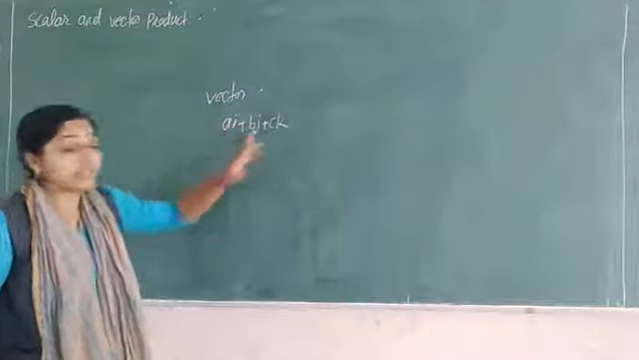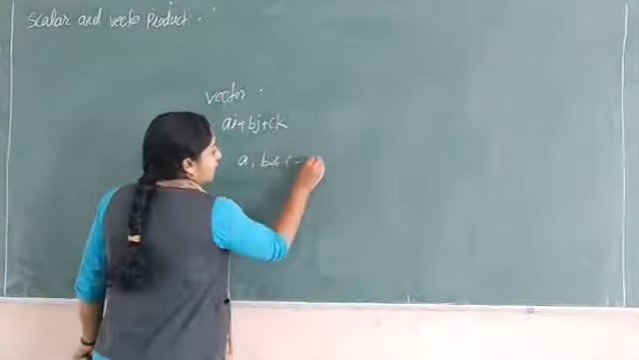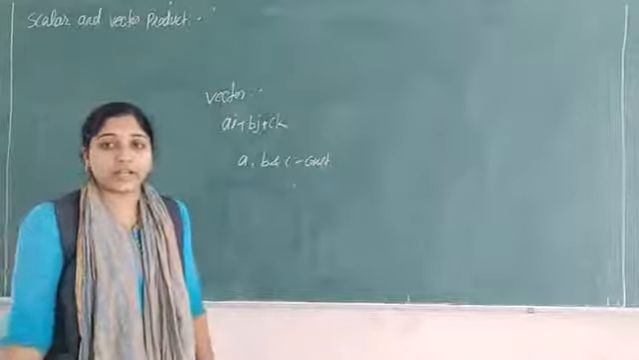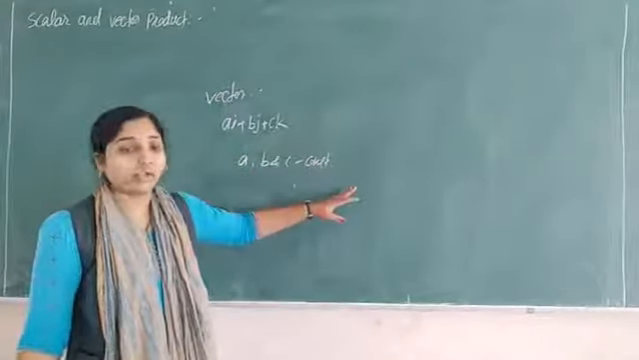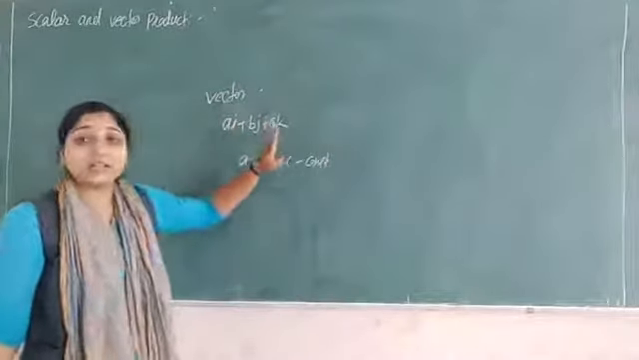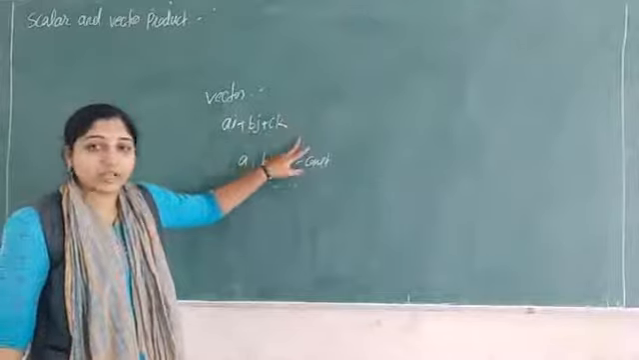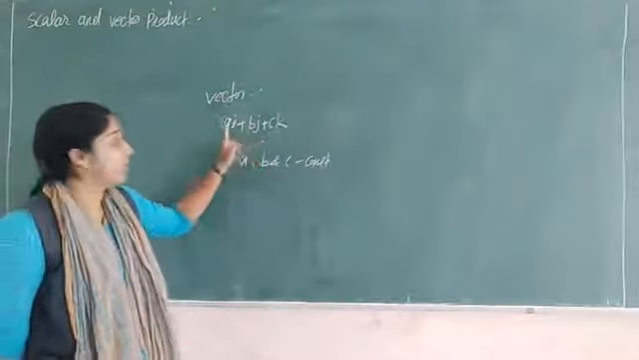Here A, B, C are constants. Constant means any number, either positive or negative. But I, J, K are variables, they are not numbers. An equation of this type is called a vector.